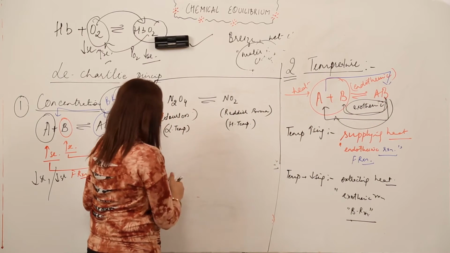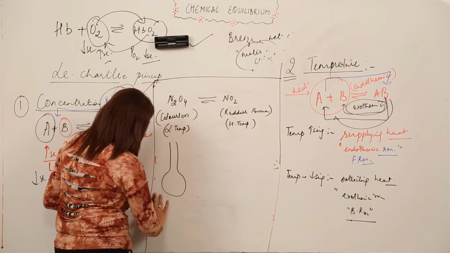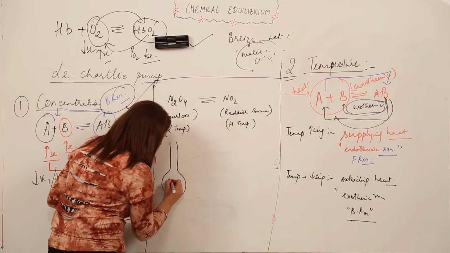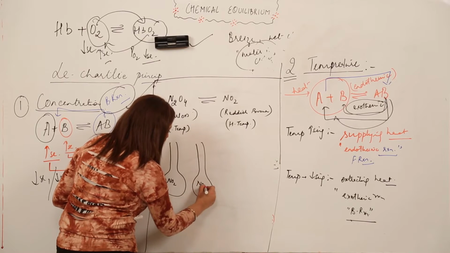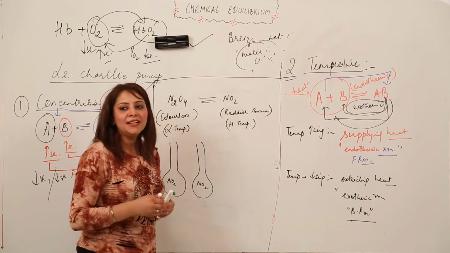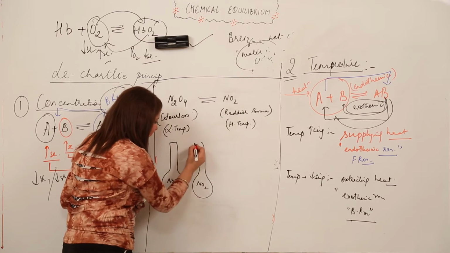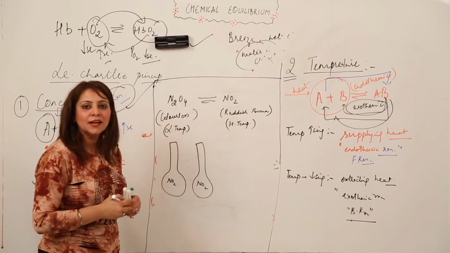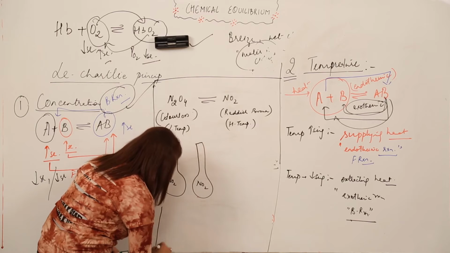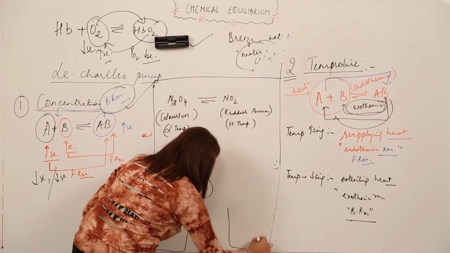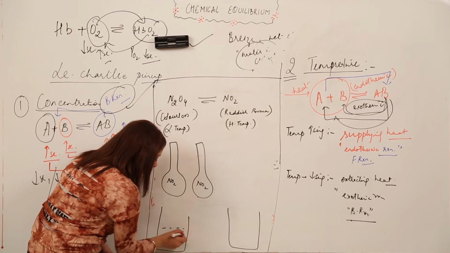So what I am doing is taking a closed container in which I am taking NO2. That means I have taken 2 samples of the same gas, NO2. I am just going to seal these containers. Now I have taken 3 containers, you can say. First I am taking 2 containers.